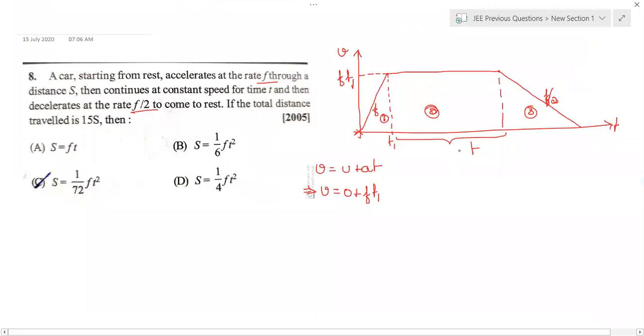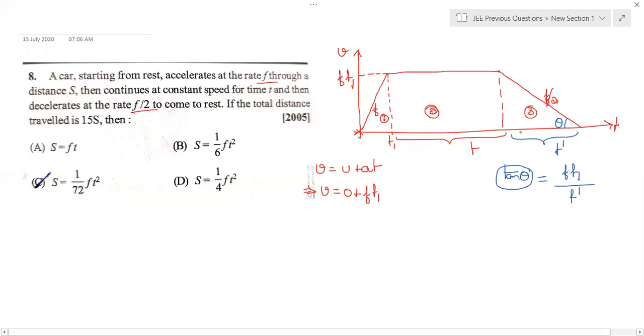Now second case it is going to maintain constant velocity, that is nothing but f into t1. Third case it is going to decelerate with deceleration f by 2. Now let's take this duration equal to t dash and this angle equal to theta. Now I can write tan theta is equal to f into t1 by t dash, opposite side by adjacent side. Here tan theta will represent the slope.